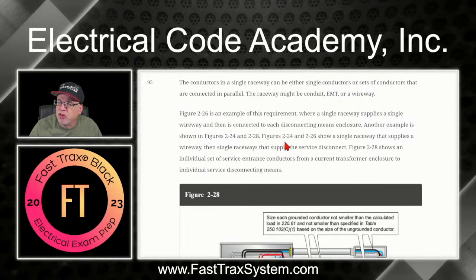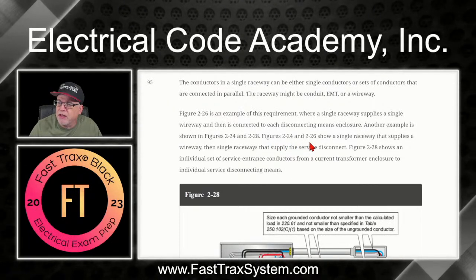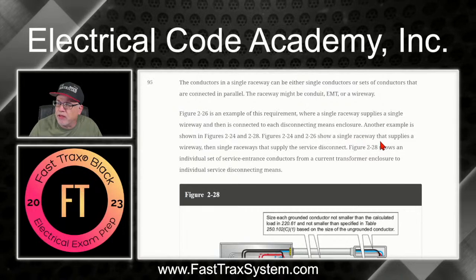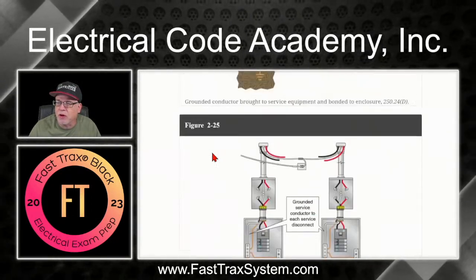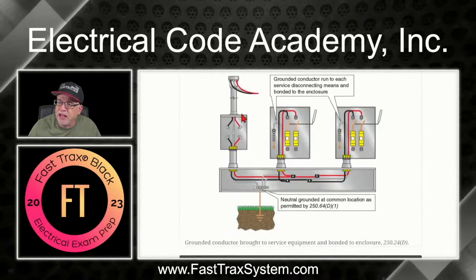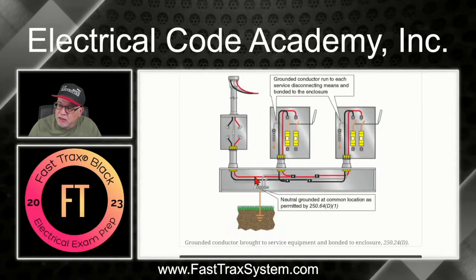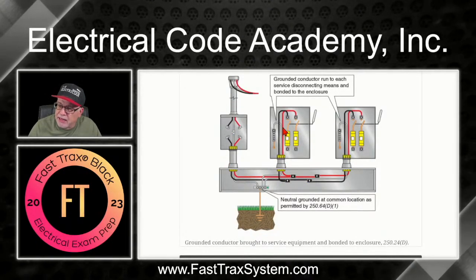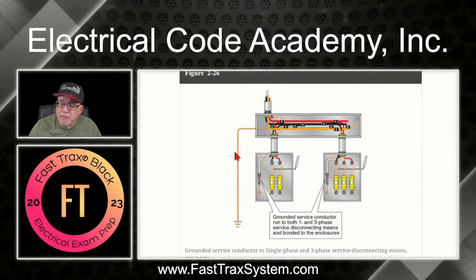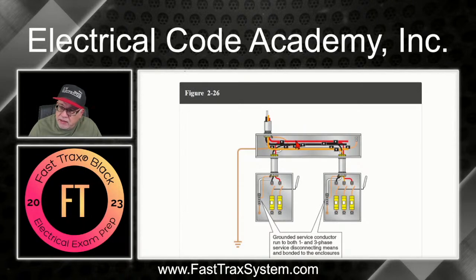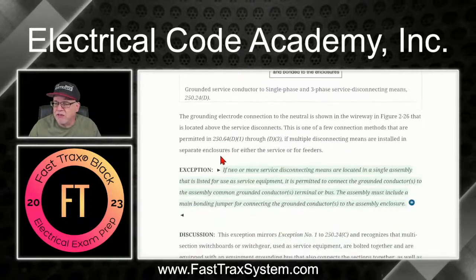Now, figures 2-24 and 2-26 show a single raceway that supplies a wireway. All right, so again, 2-24, let's go back and look at it since we're talking about it. Here you see a single set tapping off and supplying two separate enclosures. And then 2-26 is the same thing: a single set coming in, tapping off and hitting two separate enclosures. Same concept, right?